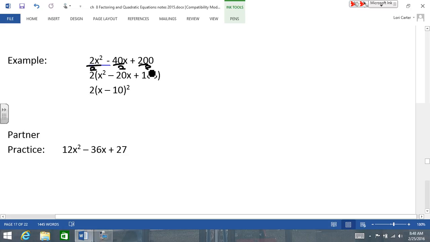Okay, is the first a perfect square? Yes. What is it? x. Is the last a perfect square? 10. Okay, what do you do with these two? 10x. 10x, double it, does it match? Yes. If it matches, you write down x minus 10 squared. Done. And you bring down the 2. Take along, can't go away.